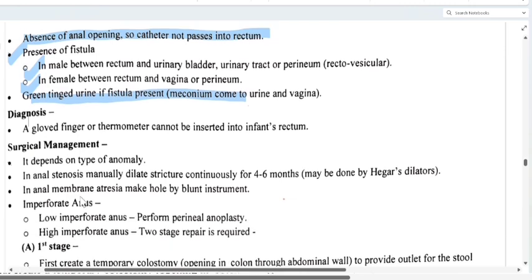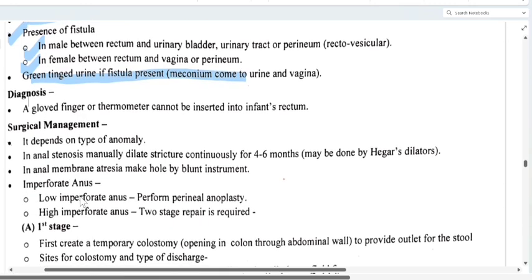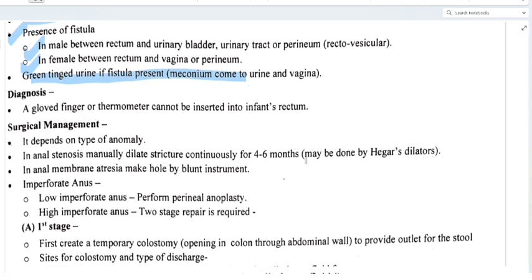Now diagnosis में क्या है? A gloved finger or thermometer cannot be inserted into the infant's rectum. If we are checking the temperature of the baby, sometimes for core temperature we use the rectal route, right? At that time we can observe that the thermometer cannot be inserted, and even a gloved finger cannot be inserted into the infant's rectum. Clear? Now coming to surgical management, it depends on the type of anomaly.